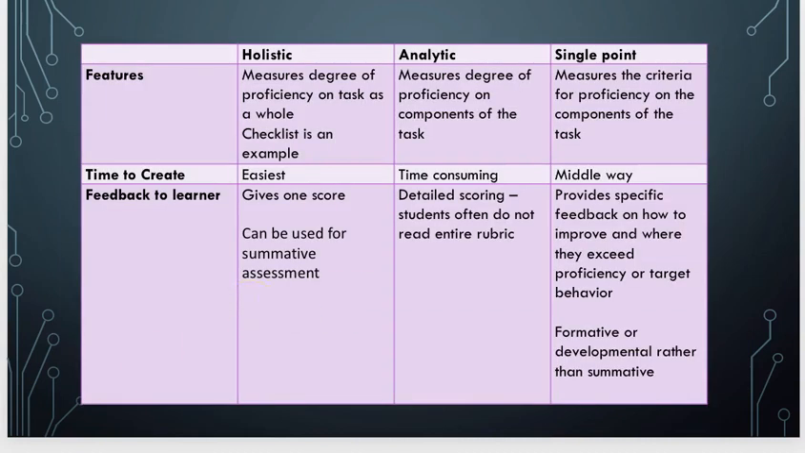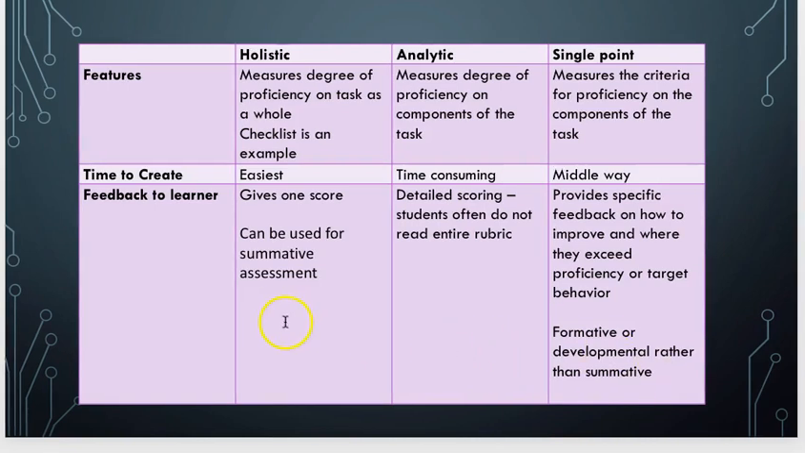So to summarize, here's a table, and you can see what the features are of each type of rubric, and how long it takes you to create. Holistic are the easiest, but again, I found that the single point was kind of in between, and I really liked the way that I could give specific feedback to students on how to improve and where they exceeded proficiency or target behavior. Single point rubric is formative or developmental rather than summative. If you're looking for a summative assessment, you would want to use something like a holistic rubric.